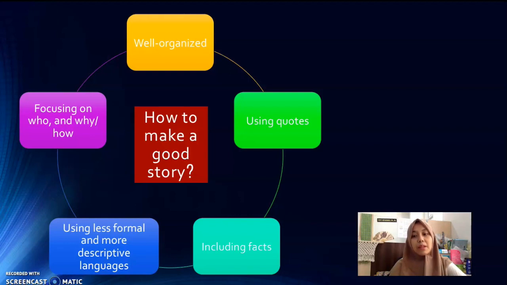Next one, you may also want to include facts. First, facts about this person for sure. The next one, facts surrounding or on how this person relates to the bigger events or the bigger issues.